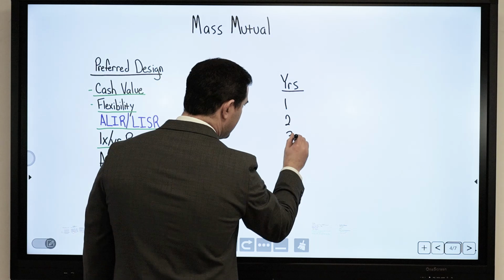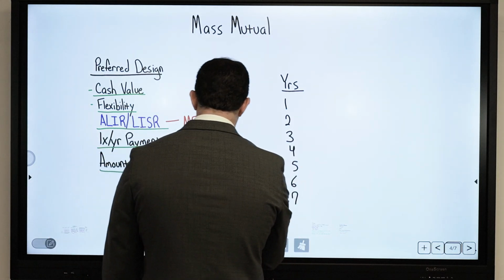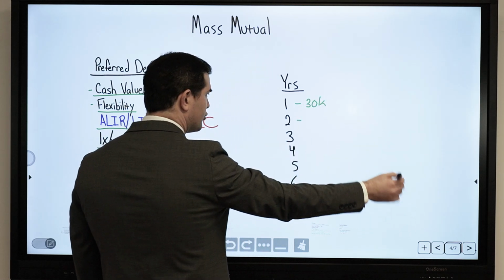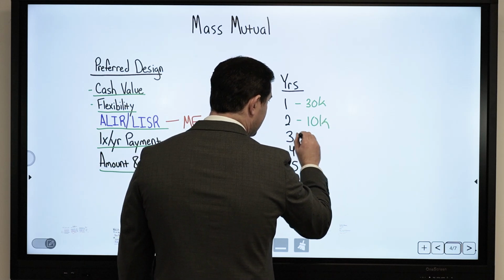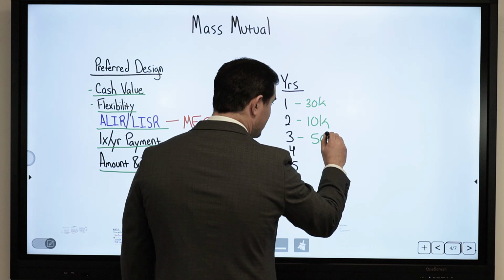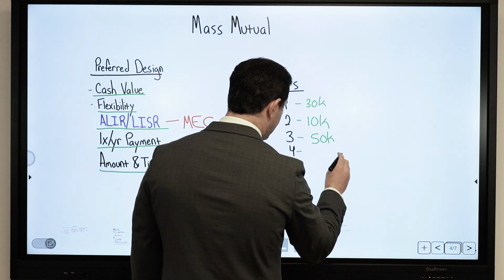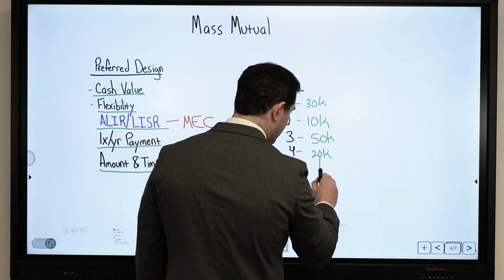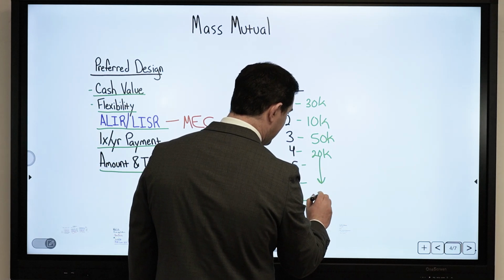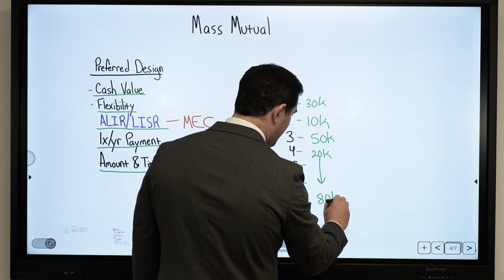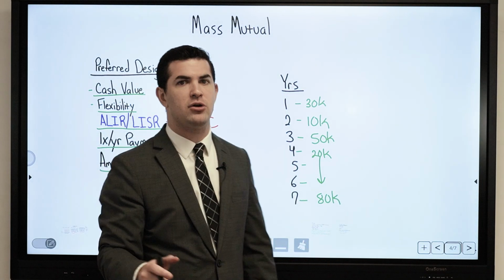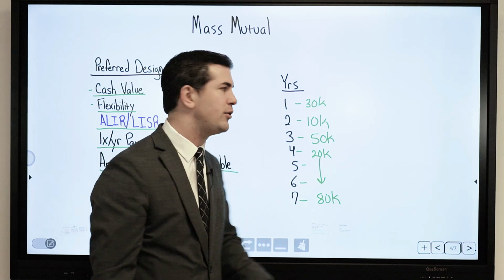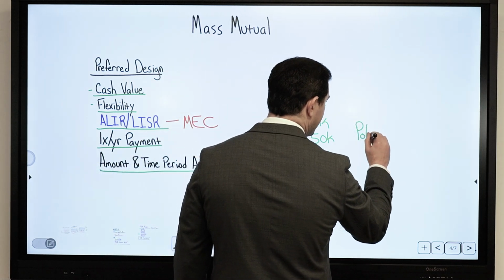something like this. Let's say year one, you paid in $30K. Year two, things were slower. You paid in $10K. Year three, you go up to $50K, assuming we design the policy not to MEC. Years 4, 5, and 6, you pay in $20K. And then year 7, you want to make a catch-up payment and you pay in $80K. You can do that kind of stuff without medical underwriting if the policy is designed properly, and we can make one payment one time per year on our policy anniversary date.